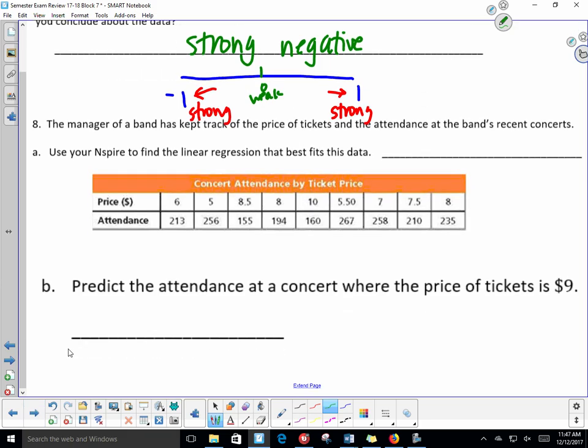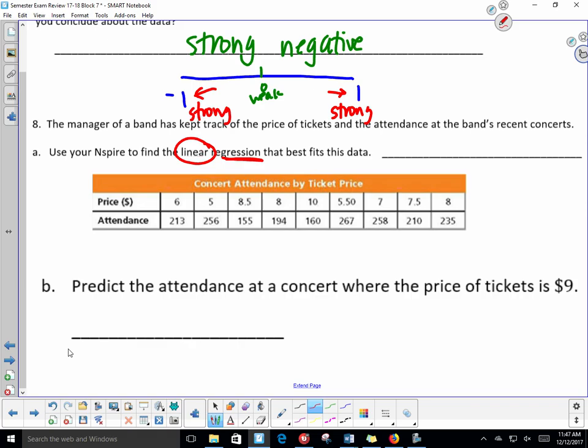And number 8, our last one from chapter 1, we want to take this data. The manager of a band kept track of the price of tickets and attendance. Use your Inspire to find a linear, keyword, regression that best fits this data. We have done linear regression, quadratic regression, cubic regression. We are pretty good with the skills. Read, circle, underline something so you know that you're clicking the right one.